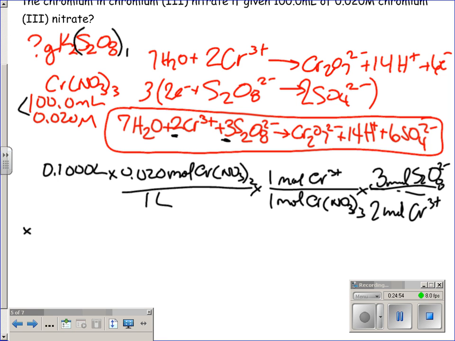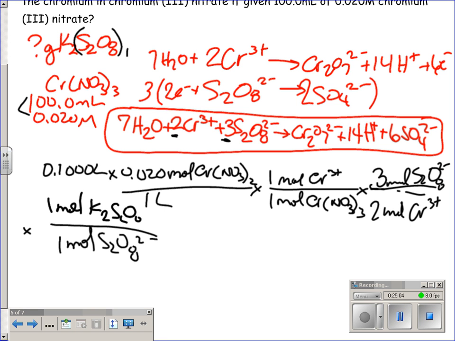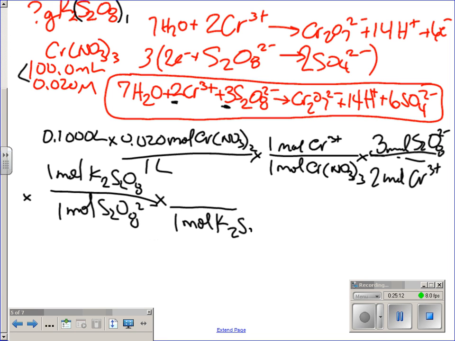Let's continue. 1 mole of peroxydisulfate and every 1 mole of potassium peroxydisulfate, molar mass. I will tell you the molar mass unless you can add it up in your head. What is this number? 207, I mean, no, 270.12. And that is, let's see here, fun time.